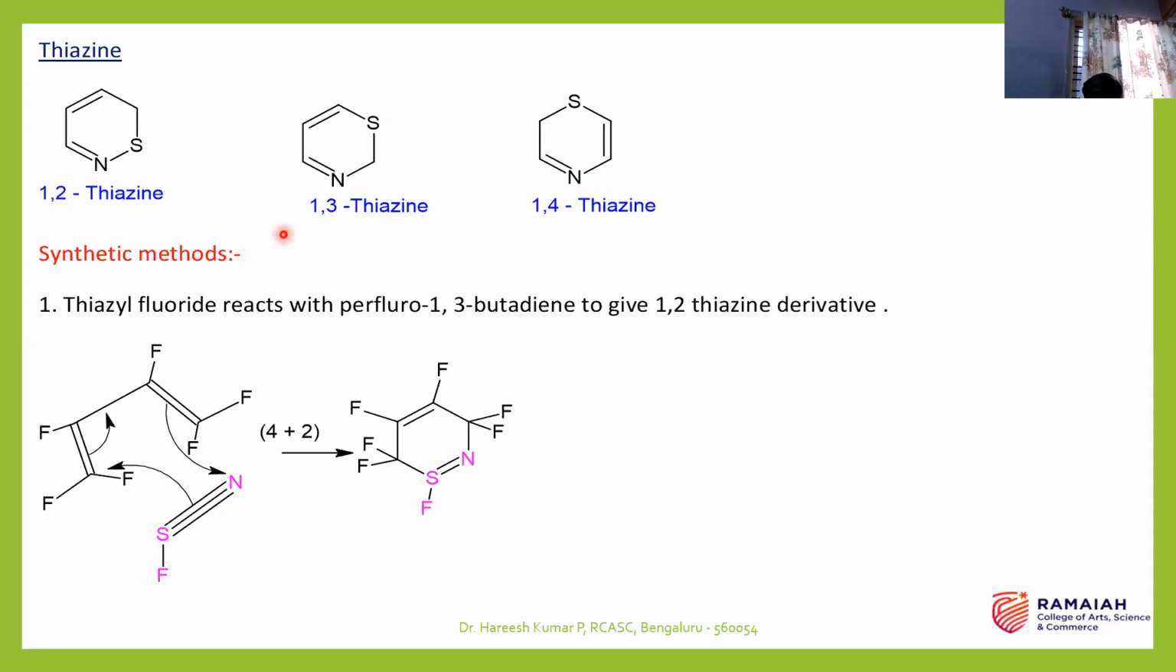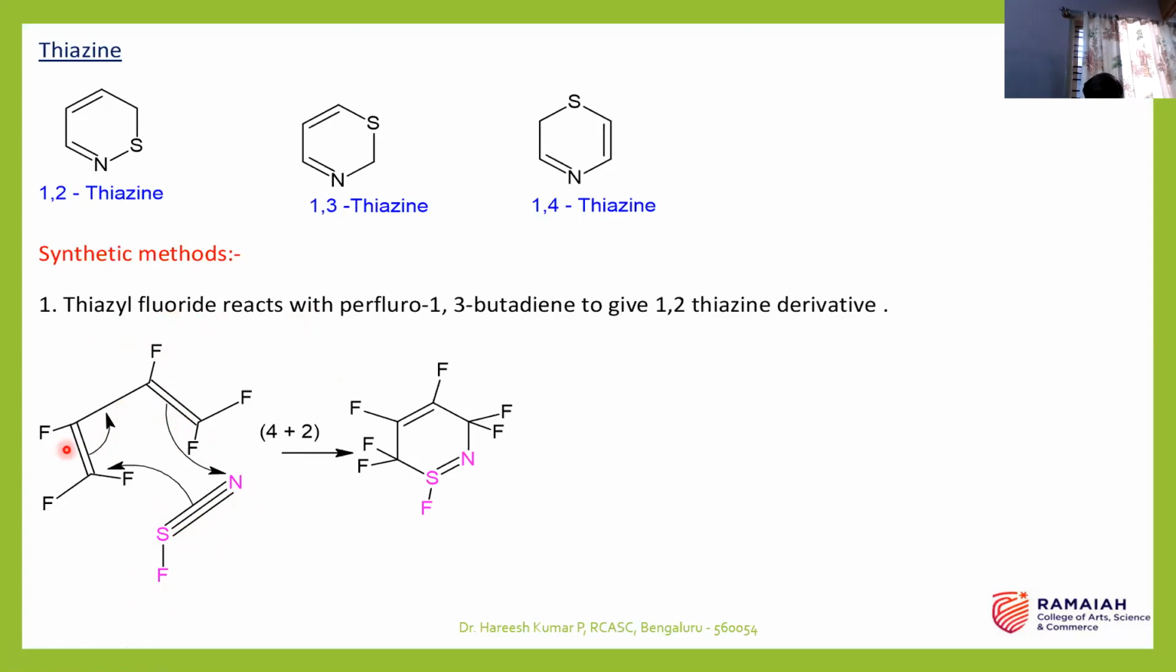So now let's take 1,2-thiazine. How can one prepare 1,2-thiazine? Here also a strategy called pericyclic is used. This is also an example of a pericyclic cycloaddition reaction. This will be the diene, and this will be the dienophile. So what is the name of this compound? This is fluoro, and this is thio, CN. If it is a CN, it's a cyanide.